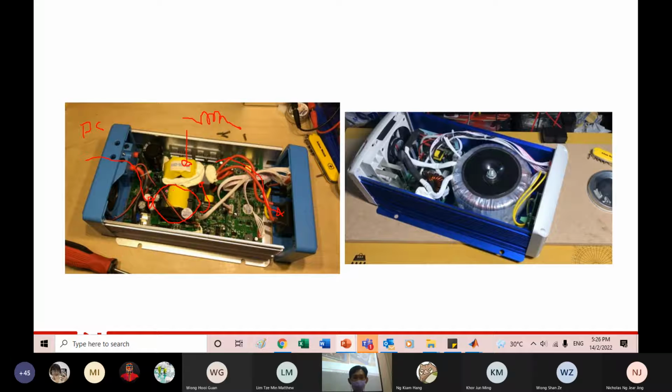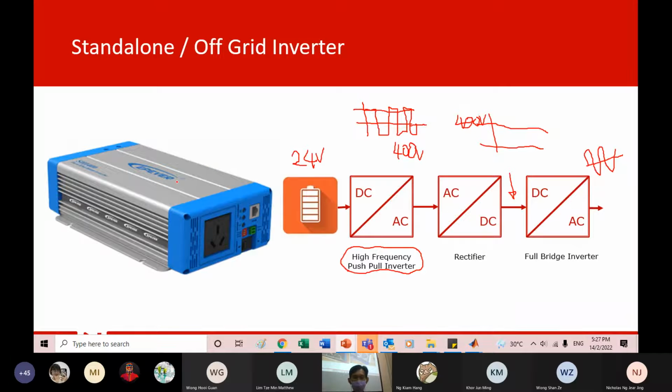So this is one of the ways to design an inverter that does not use a big, heavy transformer. The limitation is that the max you can go is around 5 kilowatt. The one that you see here is only around 2 kilowatt.